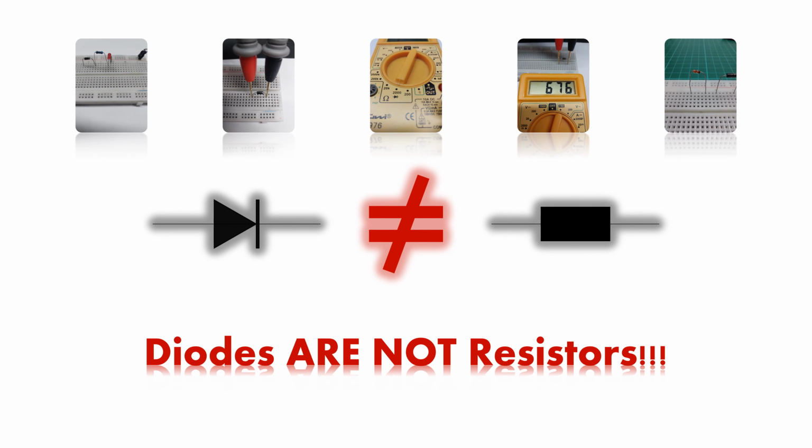This concludes our introductory video to semiconductor components. In our next video we will explain the difference between natural and engineering direction of electric current in circuits, so stay tuned.